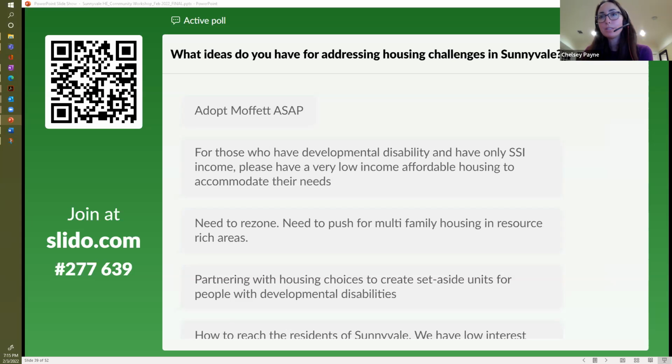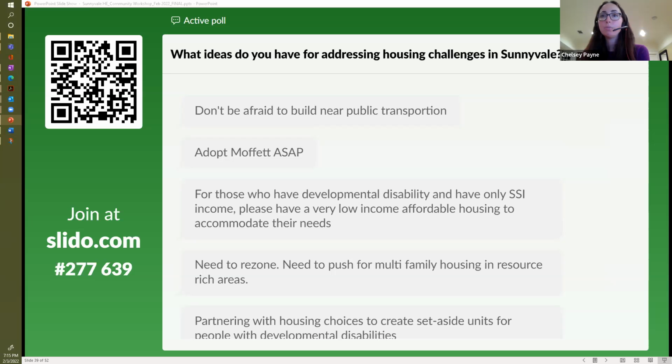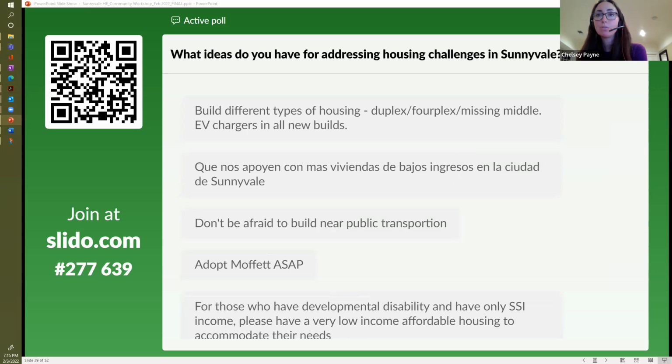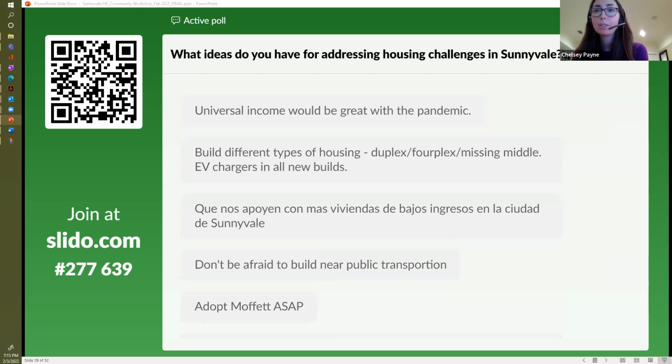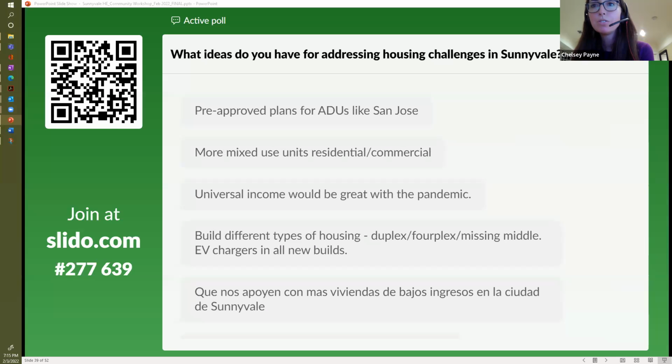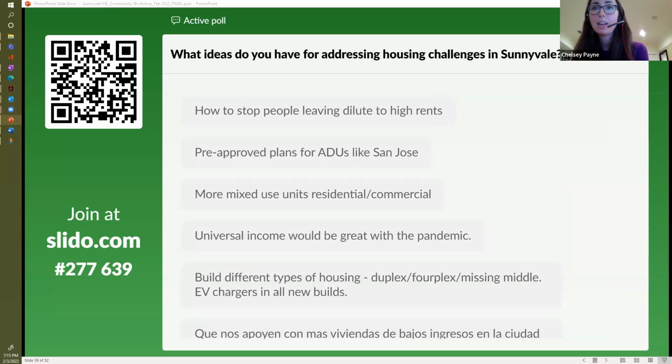Partnering with Housing Choices to create set-aside units for people with developmental disabilities. Need to rezone, push for multifamily housing in resource-rich areas. For those who have developmental disabilities and only have Social Security, please have very low-income, affordable housing to accommodate their needs. Adopt Moffett Park specific plan. Don't be afraid to build near public transportation. We have a couple here in Spanish. If someone wants to, if we could have our interpreter put that into the chat. Build different types of housing: duplex, fourplex, missing middle, EV chargers in all new builds.